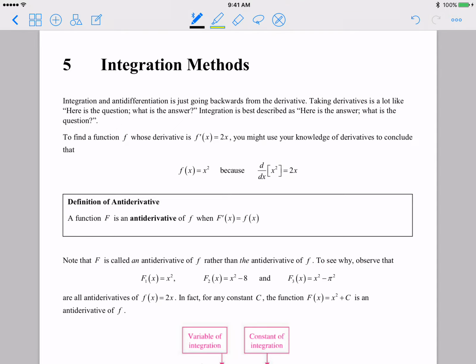In the first semester and even in the first part of this summer assignment, we've mostly talked about derivatives. Integration and anti-differentiation is just going backwards from the derivative. To find a function whose derivative is, for instance, 2x, you might use your knowledge of derivatives to conclude that the antiderivative is x squared, because you know the derivative of x squared is in fact 2x. That leads into the definition of an antiderivative, which you can see clearly right there.